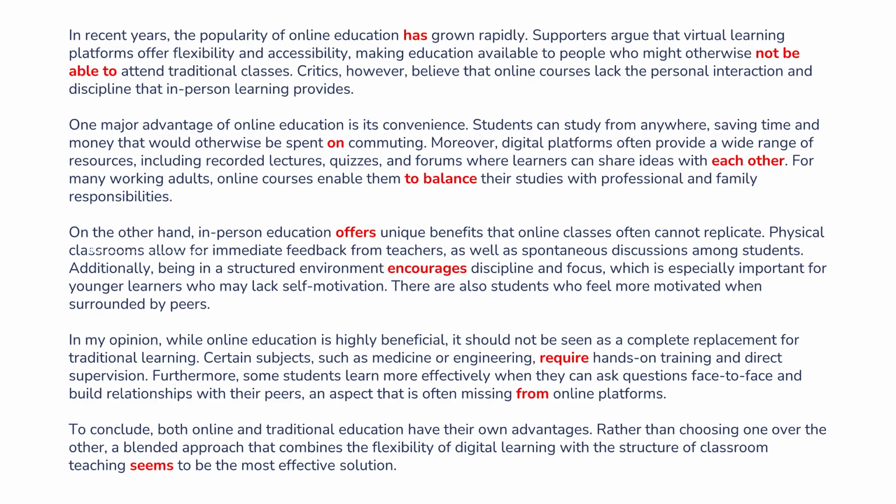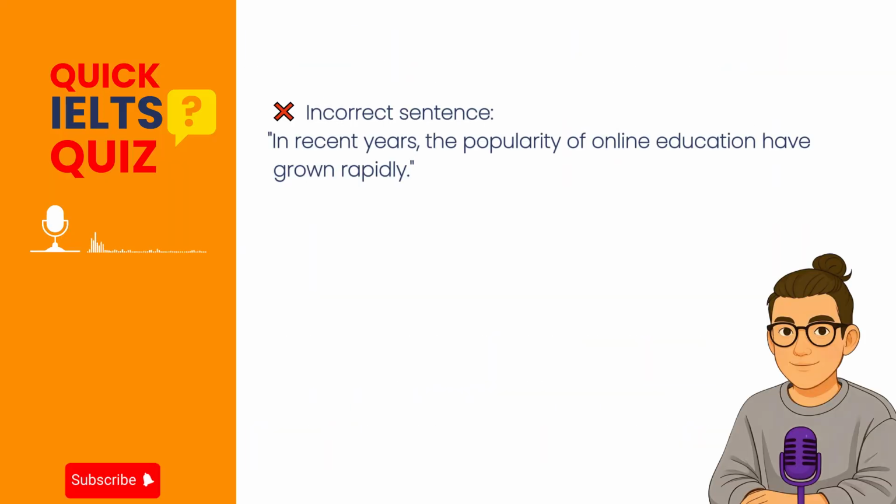Here's the full paragraph with all 10 grammar mistakes marked. Now, let's break it down one by one so you can understand exactly what went wrong and how to fix it. Let's start with a mistake in subject-verb agreement right at the very beginning of the essay.